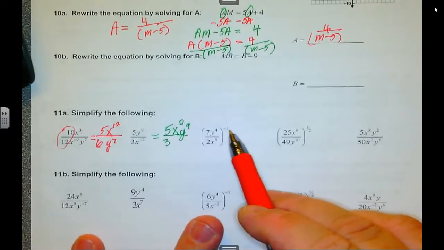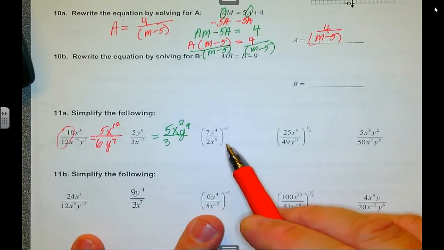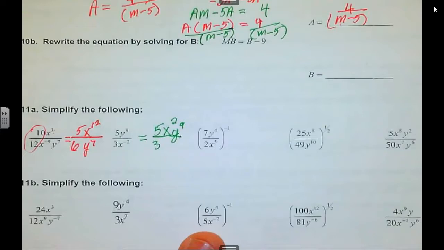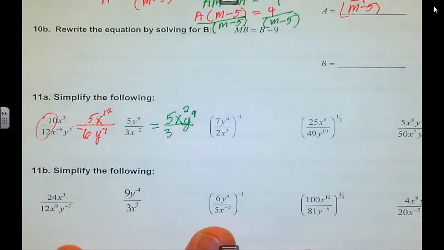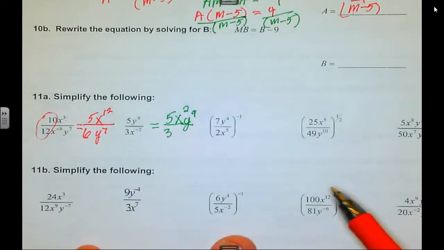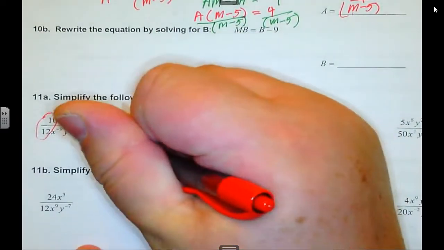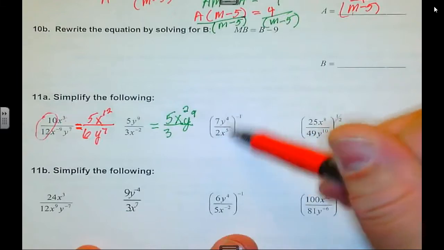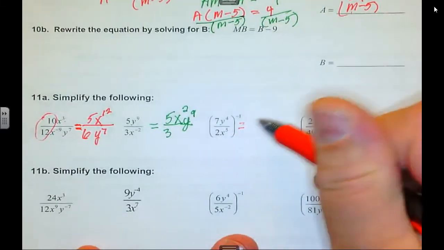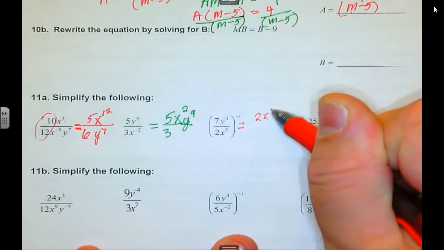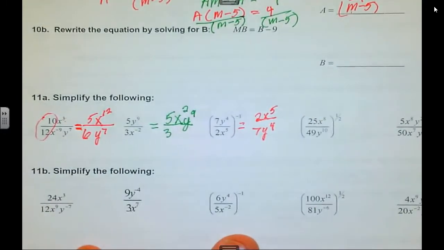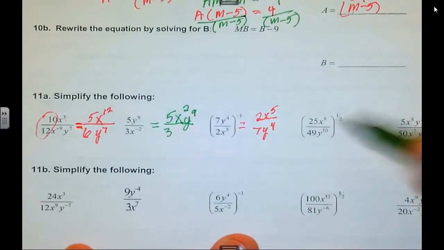This -1 outside my parentheses is going to flip my entire fraction. It's not. It's an equal sign. Oh, okay. Sorry. This -1 is going to make this whole thing flip. So I have 2x to the 5th, 7y to the 4th. There's no negative exponents, I'm done.